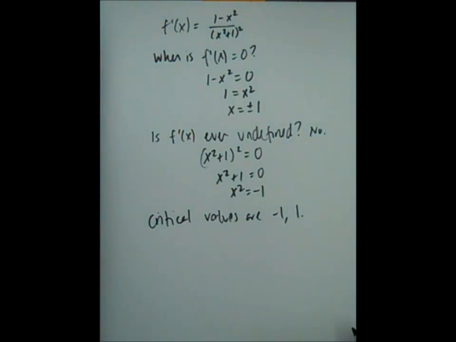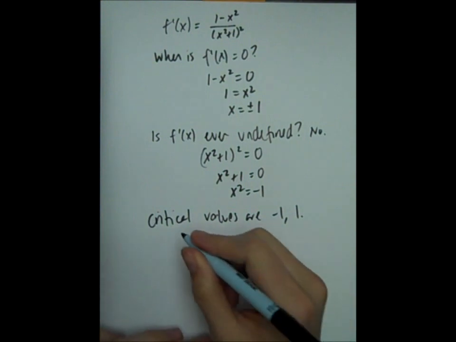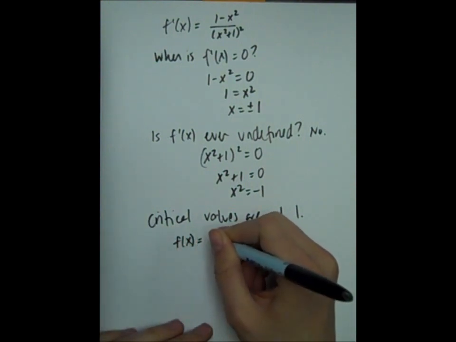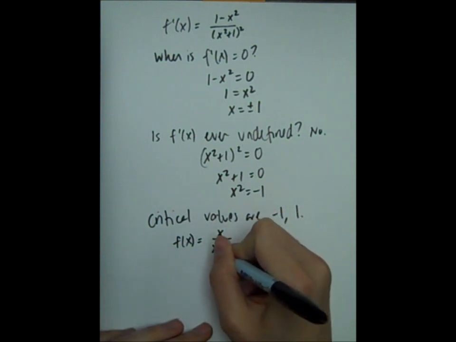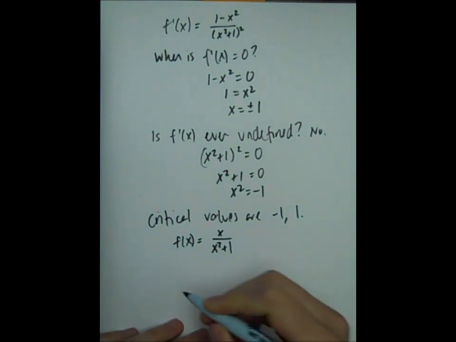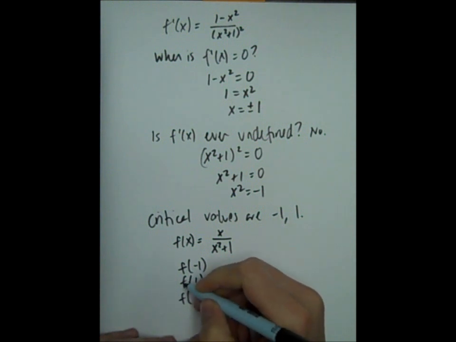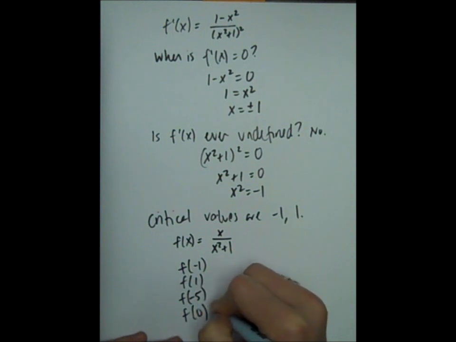So that's the first step for finding the absolute max and min. I found my critical values. Next step, I'm going to plug my critical values and my endpoints into f of x. So remember what f of x was. F of x was x over x squared plus 1. So I'm going to plug in negative 1, 1, and then my endpoints were negative 5 and 0.